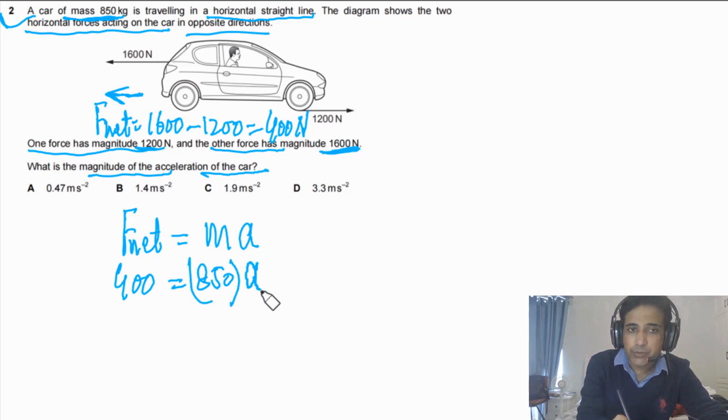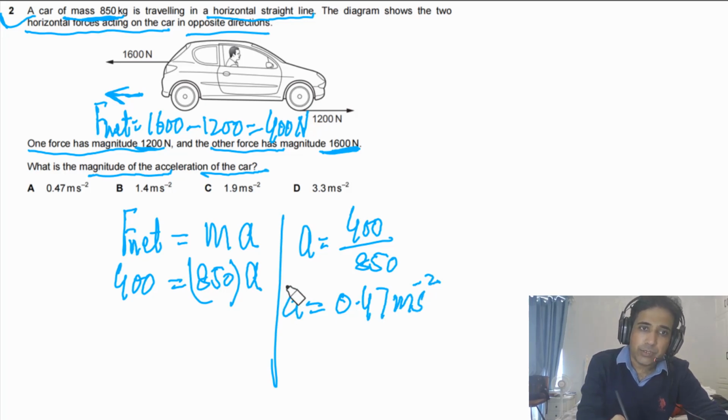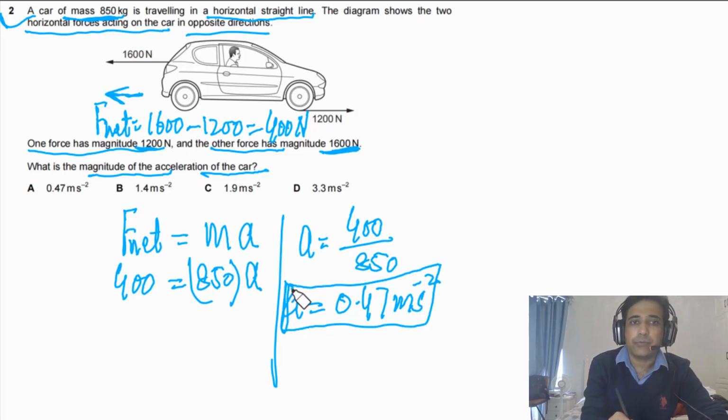We need to find the value of a. So a will be equal to 400 divided by 850 kg. The final answer will be 0.47 meters per second squared. So this is the acceleration, and this is how you can calculate acceleration.